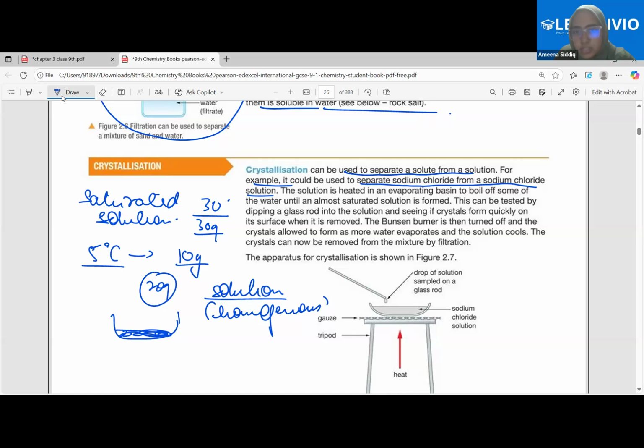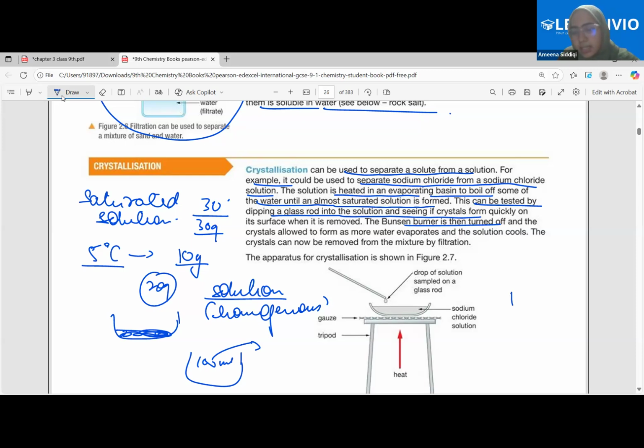The solution is heated in an evaporating basin to boil off some of the water until an almost saturated solution is formed. This can be tested by dipping a glass rod into the solution. See here what is happening. Let's suppose we had 100 ml of water. Now if we have boiled off some of the excess water, definitely the saturation point will also reduce. The amount of solute soluble in that will decrease, yes or no, Vache? If the volume of the water has been decreased. The amount of crystals will be the same.